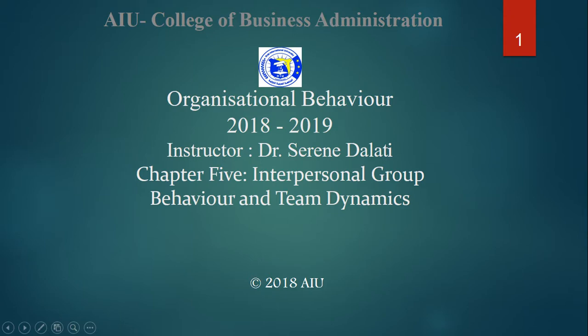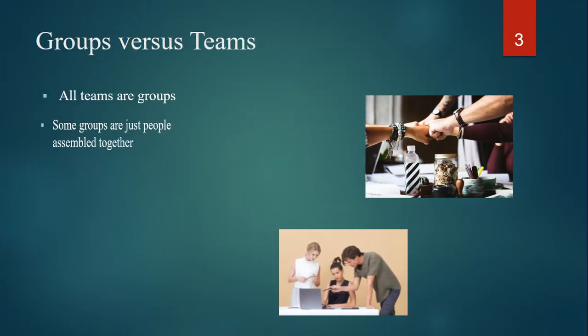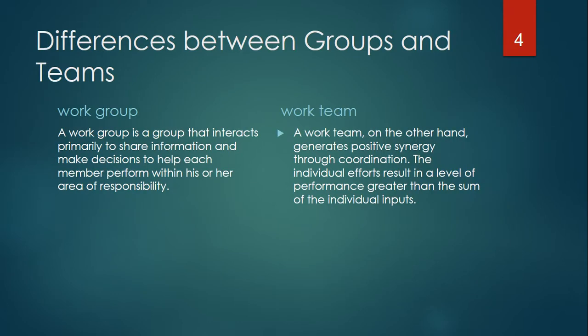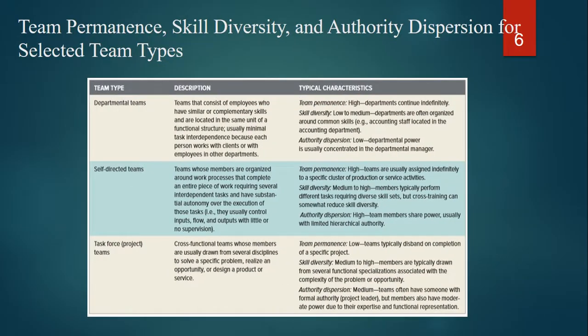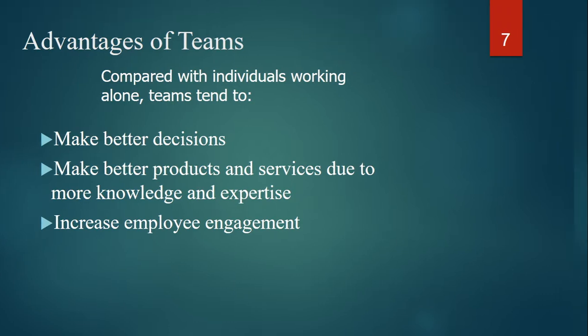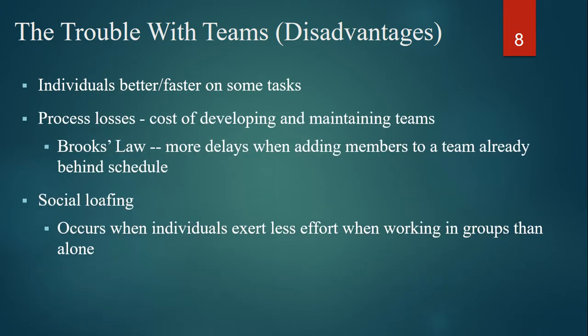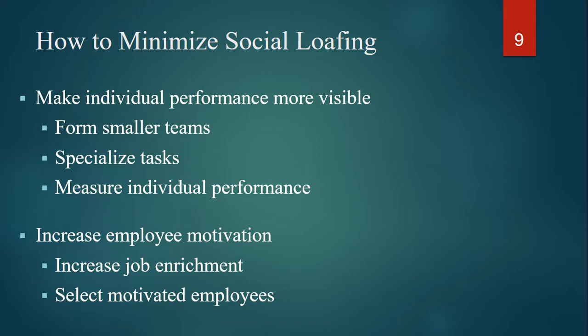In part 1 and part 2, we explained the differences between groups and teams, and in which way they could be different. We looked at 3 types of teams ranging from functional to cross-functional to self-directed. We examined the possible advantages and disadvantages of teams and how we can minimize social loafing.